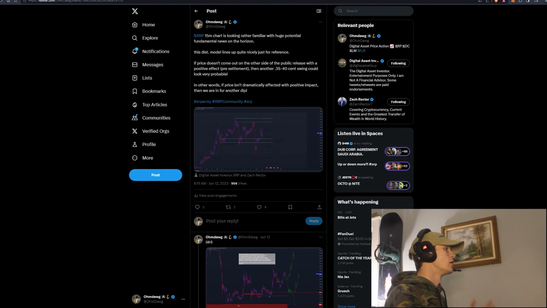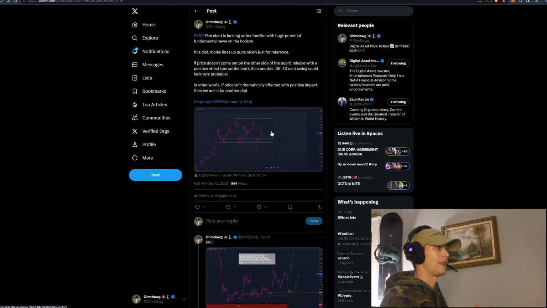Let's go. So first, this is my tweet from June 12th. And essentially what we were looking at is, at that time, I thought that we were getting a distribution model essentially playing out in price action. So let's go over what I was talking about. XRP 15-minute chart is looking rather familiar with huge potential fundamental news on the horizon. This distribution model lines up quite nicely just for reference.